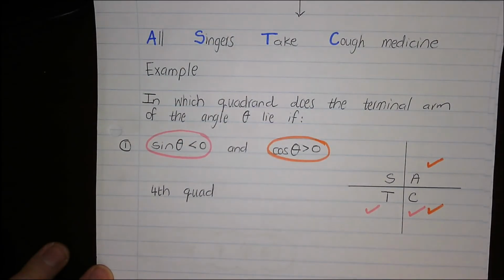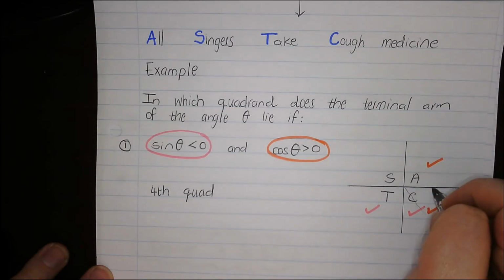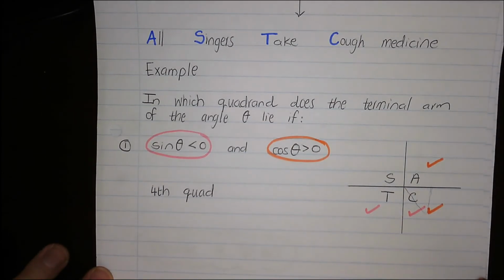Okay, now if we had to draw a triangle in that quadrant, it would look like this. We'll get to that in the next example.